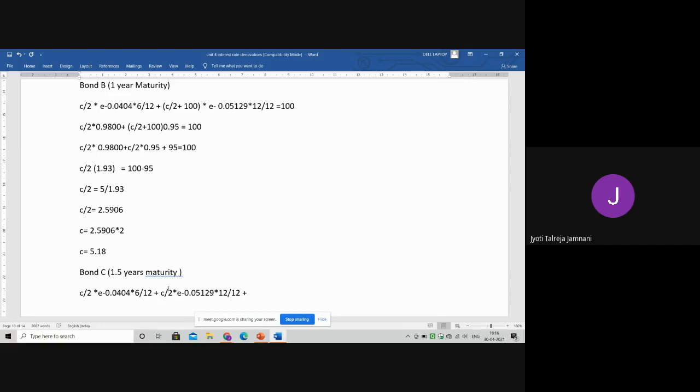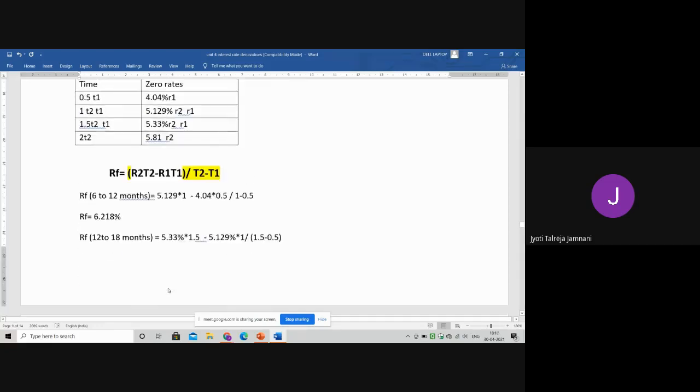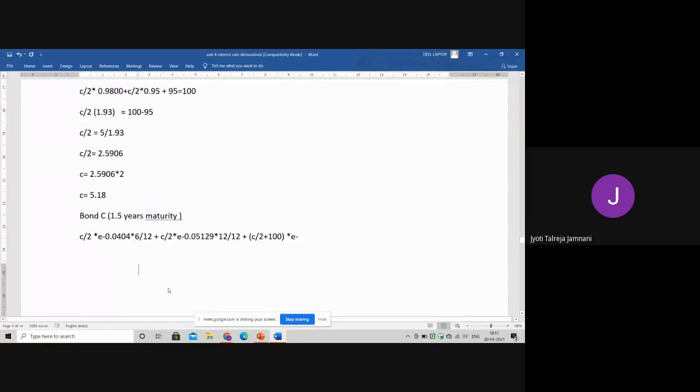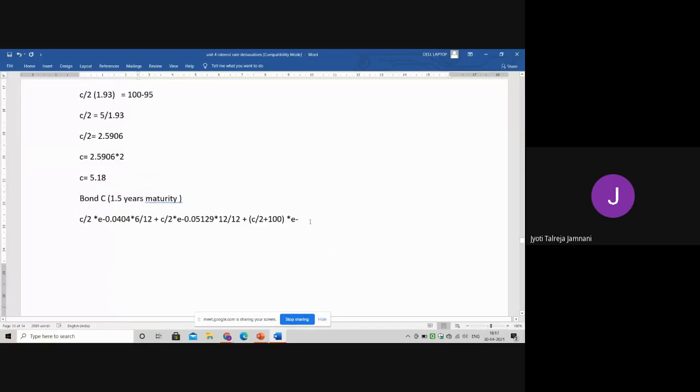Sorry, the last time, third installment of C by 2 plus 100 into e raised to minus, let's say for 1.5 year maturity, what's the rate? 5.33 into 6 by 12, sorry, 18 by 12, is equal to 100.